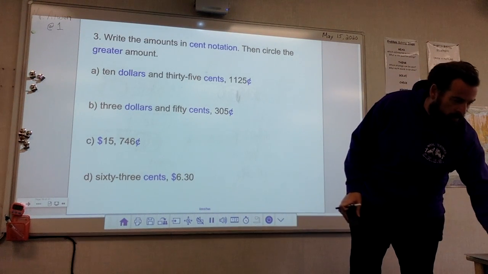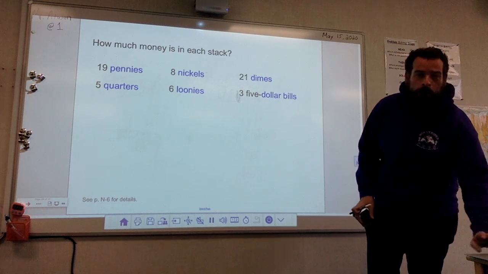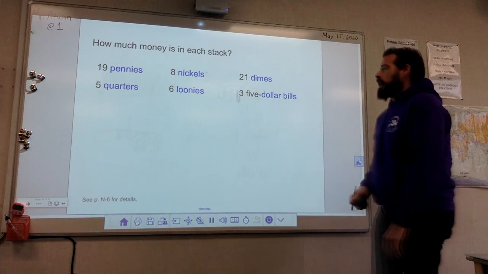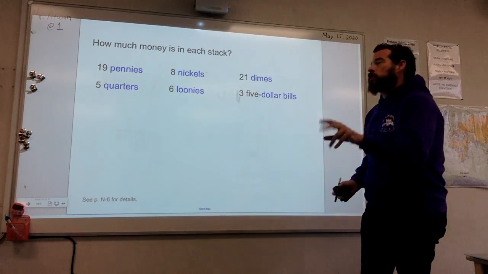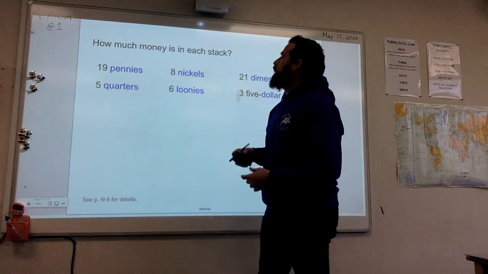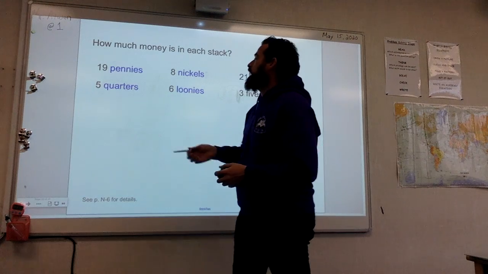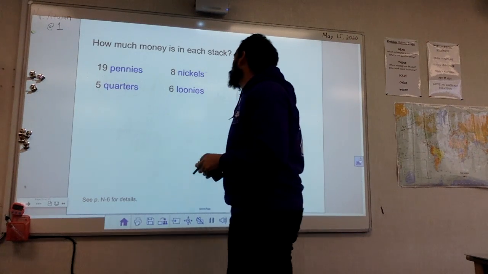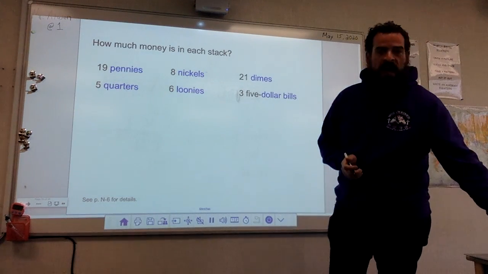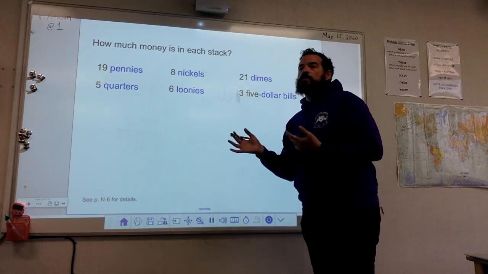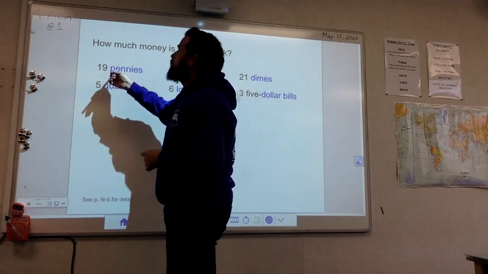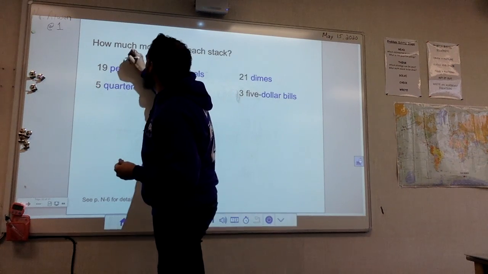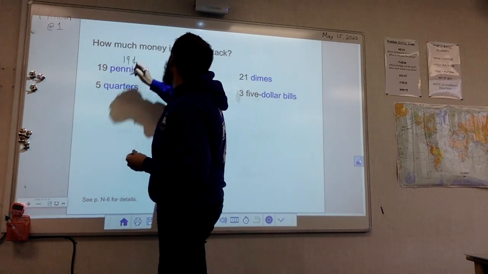Okay, so finally we've got one last thing, and this is just asking how much money is in each stack. So 19 pennies, and I'll write this in either dollar or cent notation, just depending on what makes more sense. So 19 pennies, that's just going to be 19 cents. So I'm going to write that in cent notation.